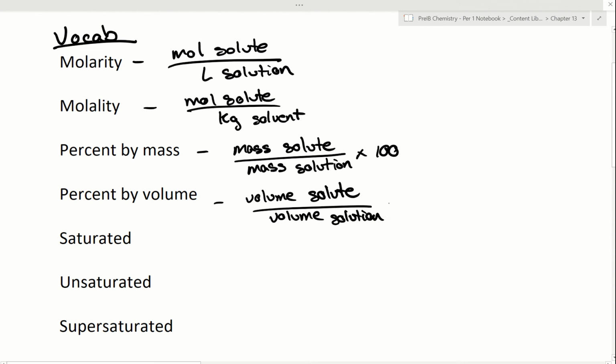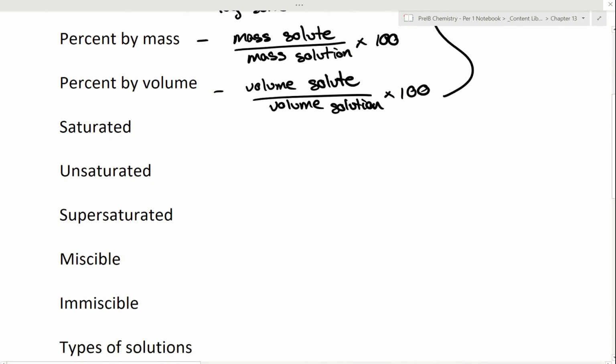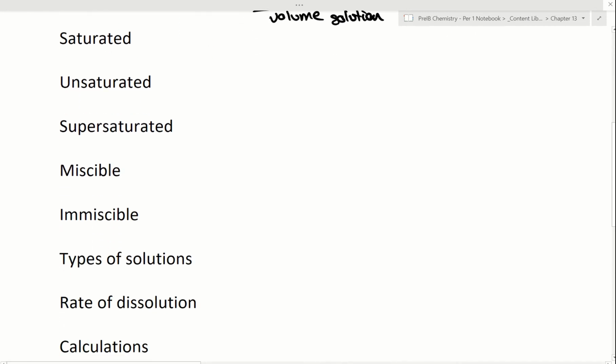All right, so those are your units that we should be familiar with. The rest is just vocab. We'll get into the calculation of these guys here in a little bit. The rest are just vocab.